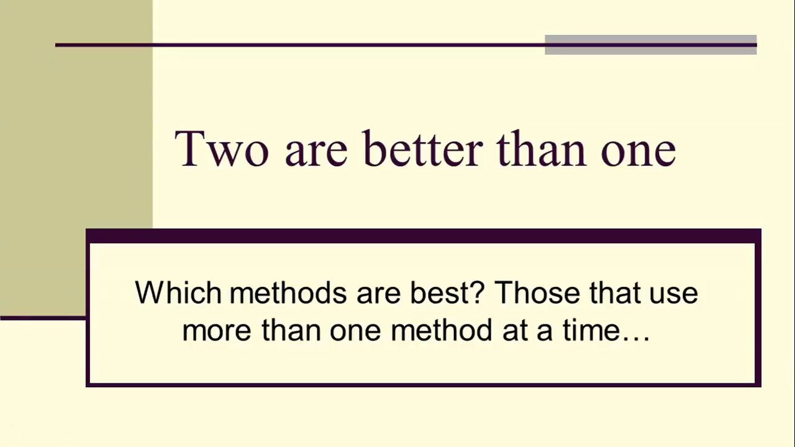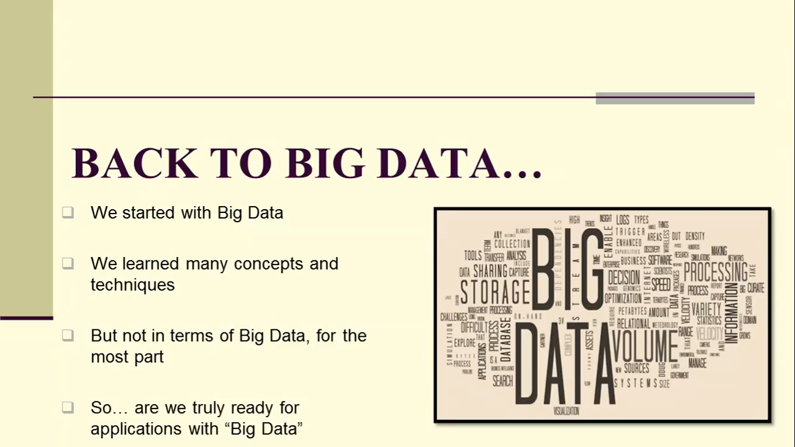Two are better than one. So which methods are the best? Those that use more than one method at the same time. We're going to start by going back to big data, what we learned about big data, and answer the question: are we truly ready for applications with big data?